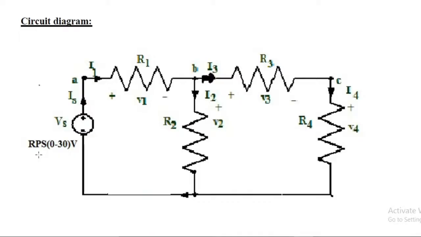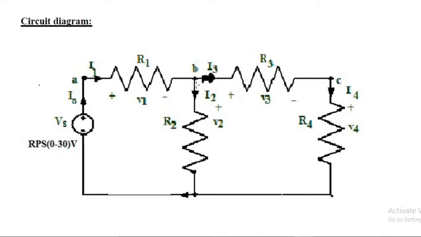By setting the supply to a constant value, we are going to measure the current through each resistor and the voltage across each resistor. That means the currents in each branch and the voltage across each resistor. For example, here Vs is the source voltage and Is is the source current. Here Is and I1 are equal because this is a series connection.